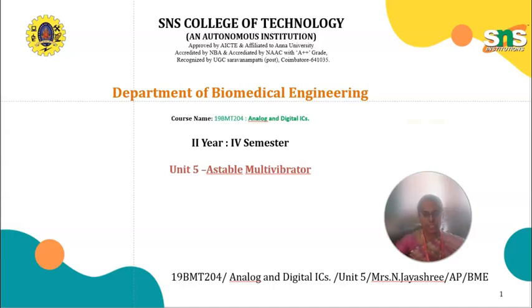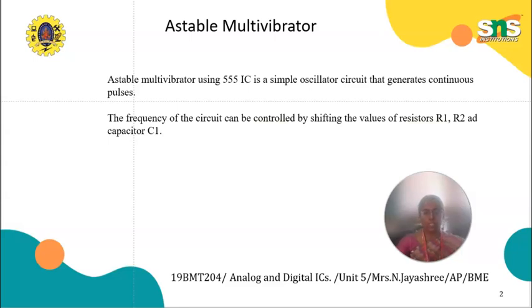I am going to take the Astable Multivibrator, under Unit 5: timer and PLL, and A2D and D2A counter. First, let us see what is meant by Astable Multivibrator. An Astable Multivibrator using the 555 timer IC is a simple oscillator circuit that generates continuous pulses. The frequency of the circuit can be controlled by changing the values of resistors R1, R2 and capacitor C1.